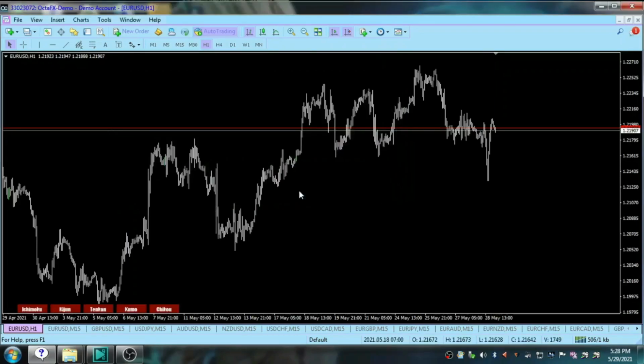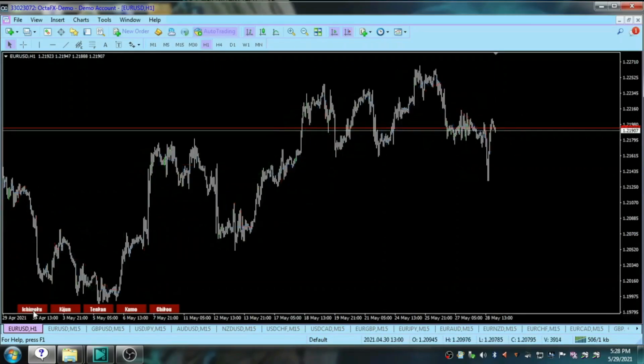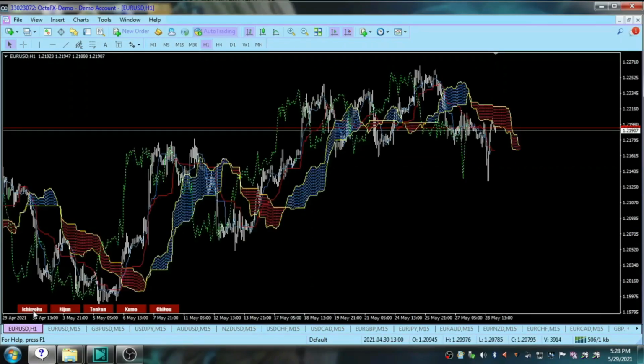Okay, you see 5 buttons appeared on each chart. With a single click of the Ichimoku button, we can have all the elements of the indicator in our chart. Different traders use the Ichimoku for different strategies, such as cloud breakout strategy, Kijun Tenkan cross strategy, Chikou price cross strategy.